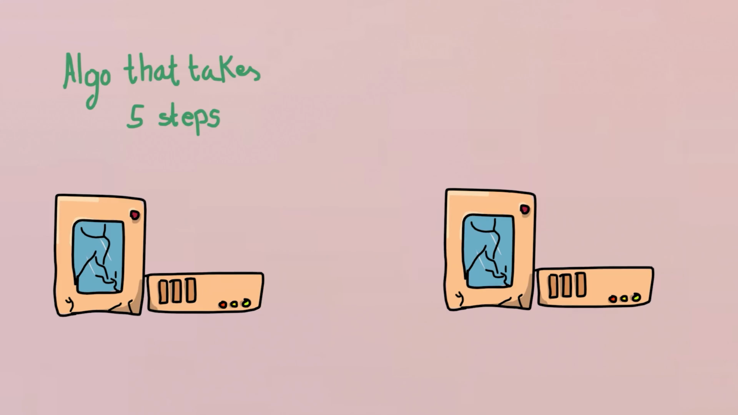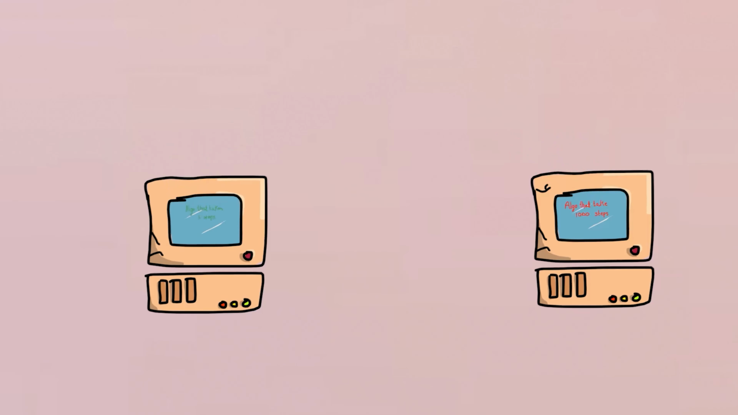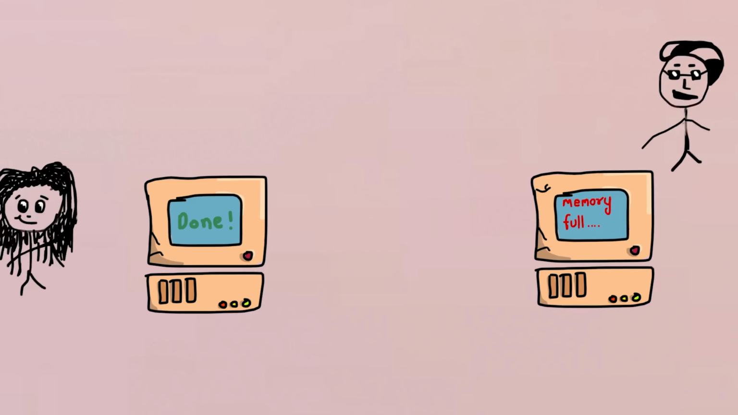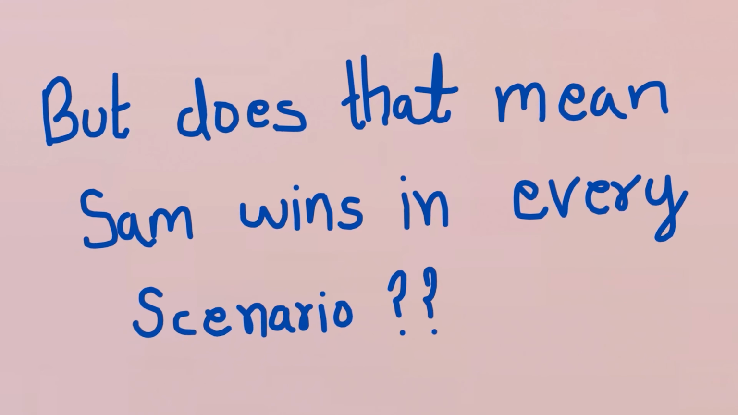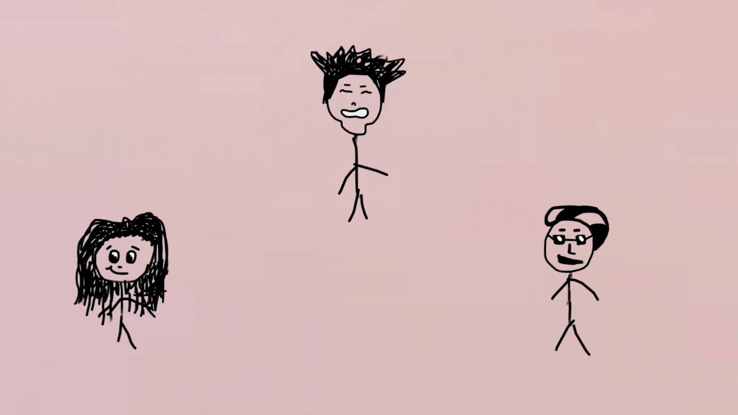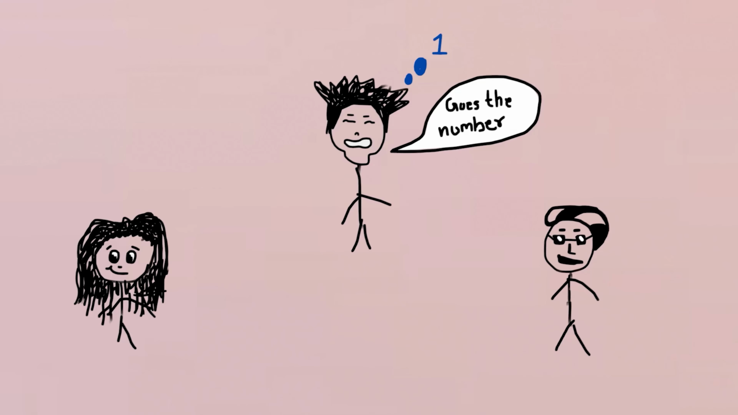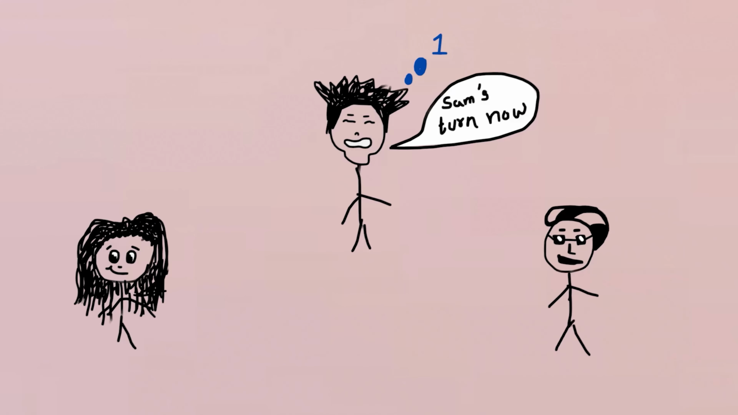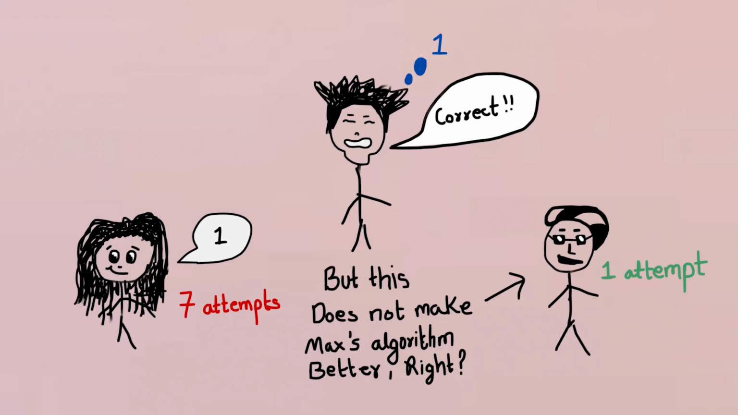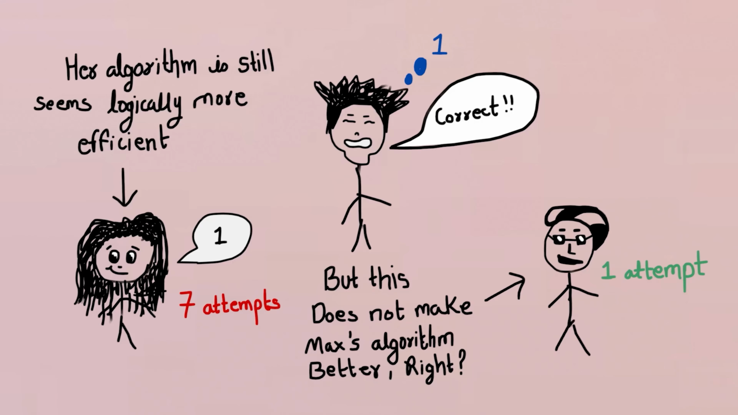As you can see, even if we have two different computers, an algorithm that takes less number of steps overall to complete will generally be faster, eliminating the bias that comes from different types of hardware. But still, does that mean that Sam's algorithm is always going to be faster than Max's? The curious students among you might have already noticed that if Bob has chosen the number 1, Max would have guessed that number in just one guess, while Sam would still have taken around 7 to 8 guesses. But that does not mean that Max's algorithm is better, right? We already know how much more efficient Sam's algorithm is. So what's happening?